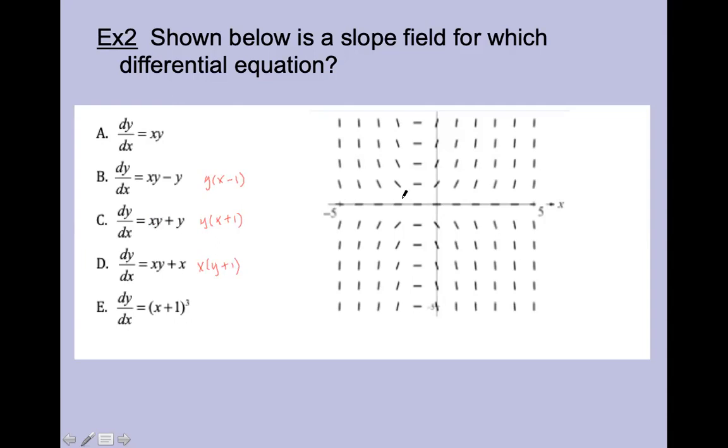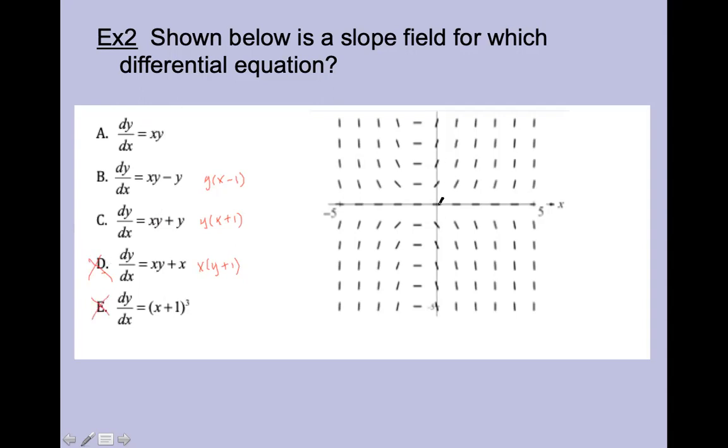Looks like we have a slope of 0 when y is 0. So let's check each choice: slope of 0 if y is 0. Yes. Yes. Yes. Nope, so we can rule out this one. Slope of 0 if y is 0. Nope, there's no y in there. All right, so now we're down to these three.